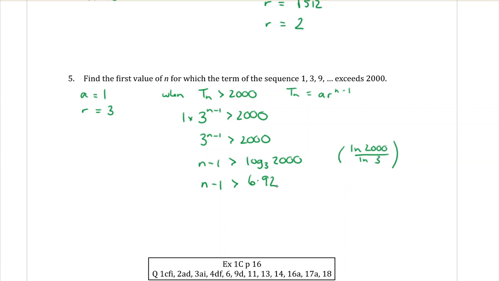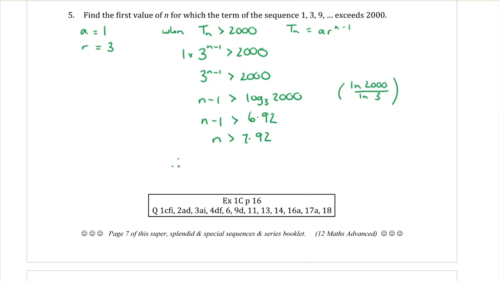And finally, add the 1 across. N is greater than 7.92. So if n has to be greater than 7.92, it means that n has to be equal to what? 8. N has to be equal to 8. So I'm going to go, therefore, the 8th term is the first to exceed 2,000. Calculator came up with 3 to the 5 is the first one. 3 to the 5. 3 to the 8 is 6,500.